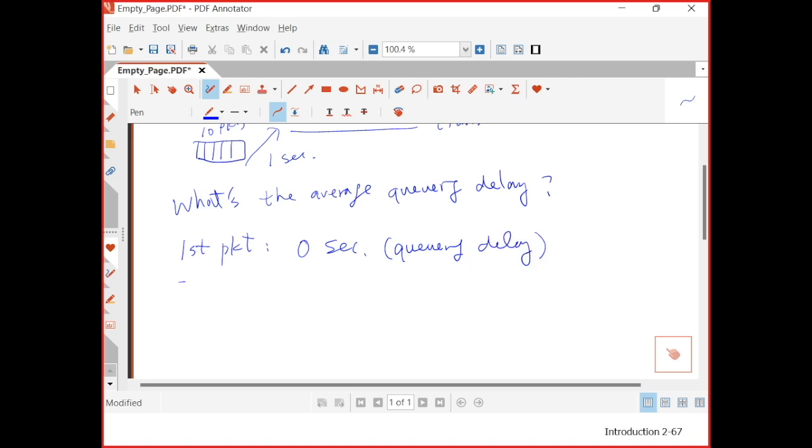And how about the second one? If we consider the second one, why does it need to wait? The current situation is actually waiting for the first packet to be transmitted, right? Because of waiting for the first packet to be transmitted, which takes 1 second, this is its queuing delay.